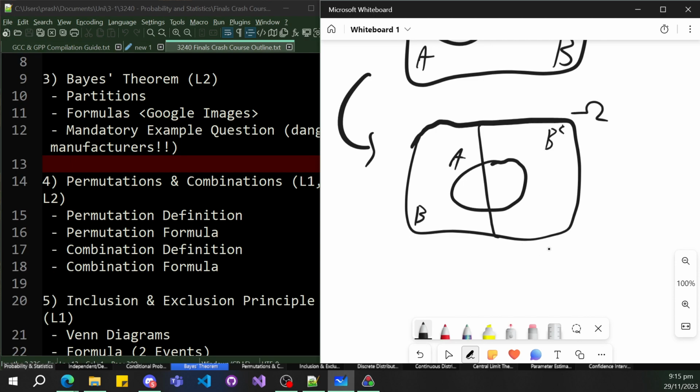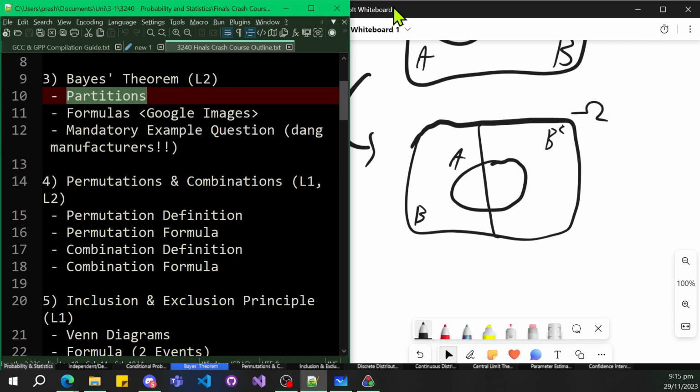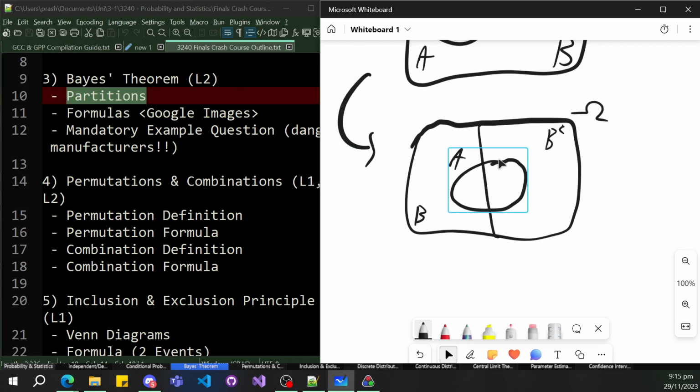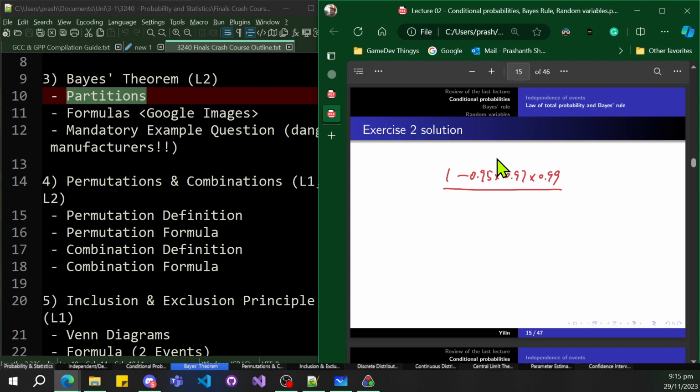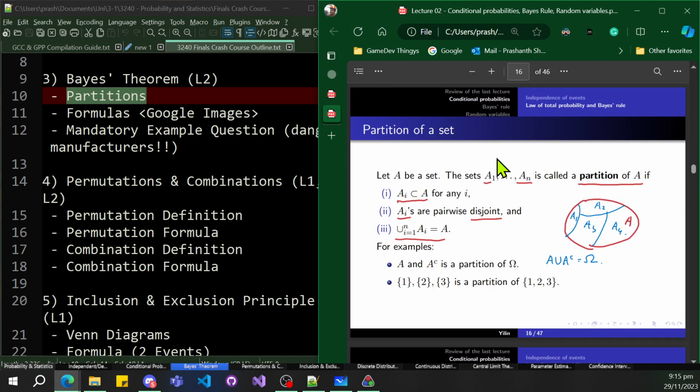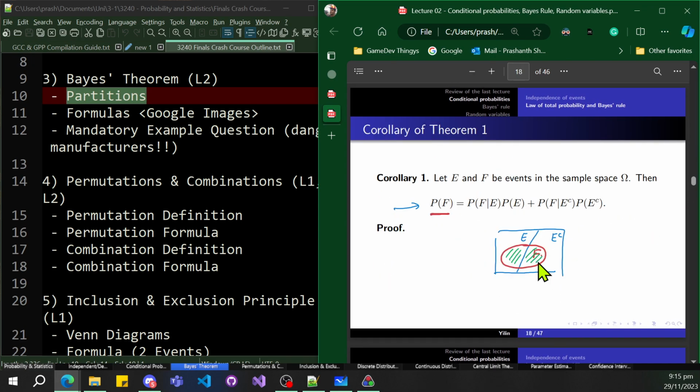Note that B is not a circle anymore. It's now 2 halves of the sample space. This is what a partition is. To partition an event is just to split it apart into different events. I think this is the best diagram: you take one event and you split it up.